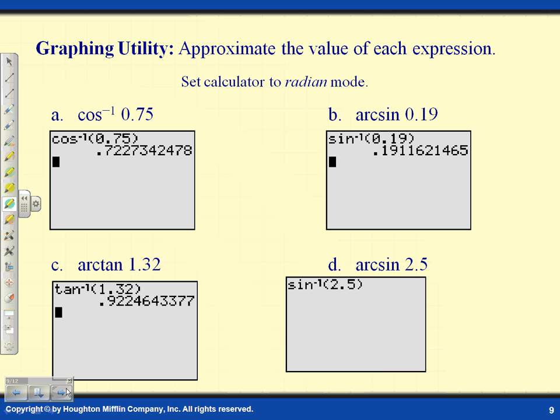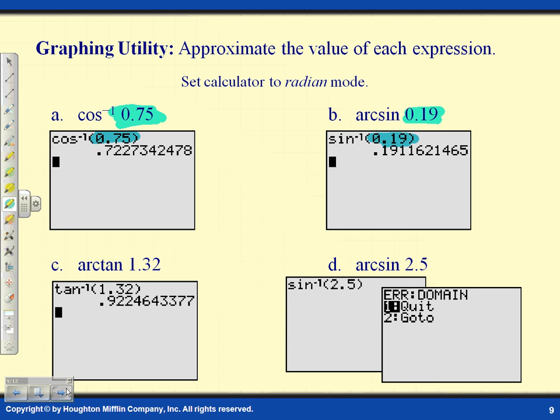What about this one? Arc sine of 2.5. Do you see why your calculator automatically gives you a domain error, with options to go to or quit? Because 2.5 is not in my domain from -1 to 1. Do we get that? Yes or no? So that's why it kicks it out and says, nope, that does not work for me. Any questions over that? Next.